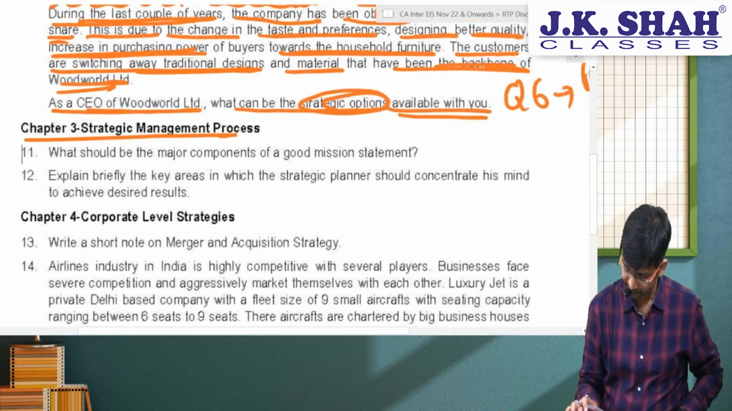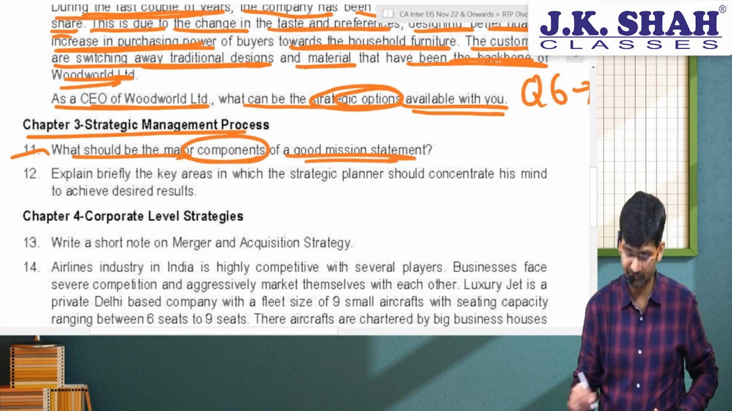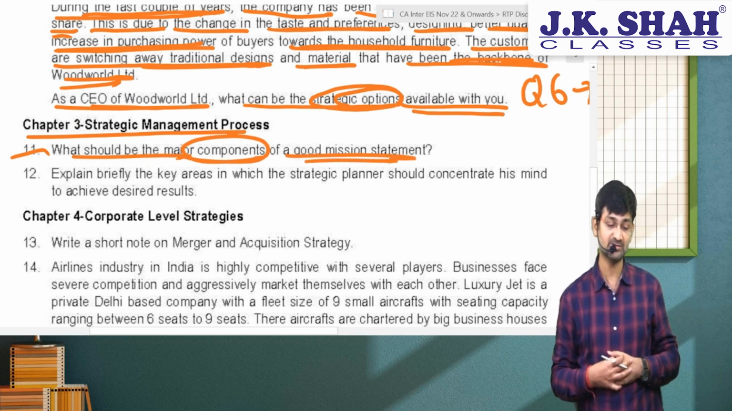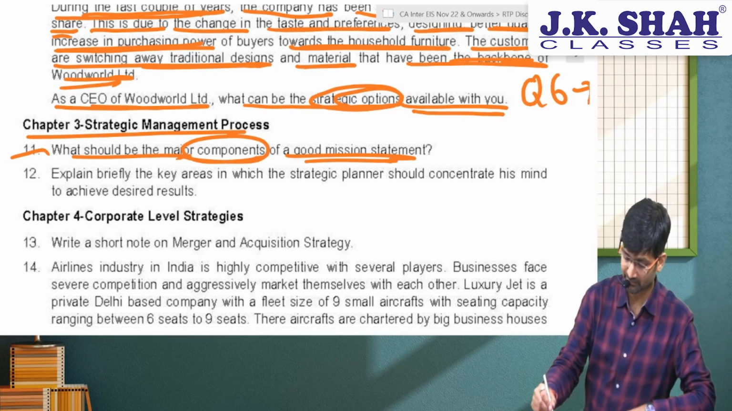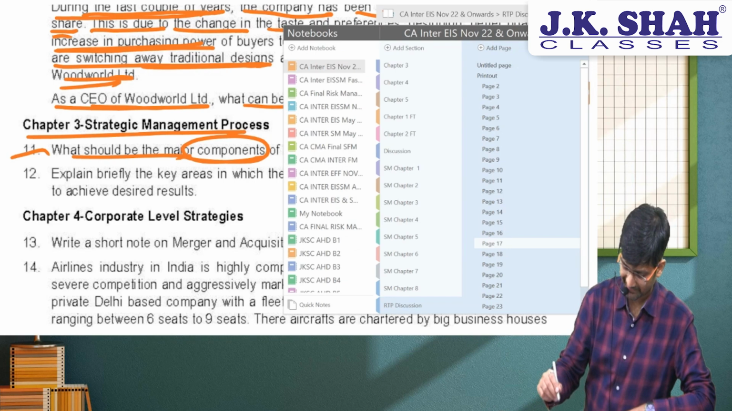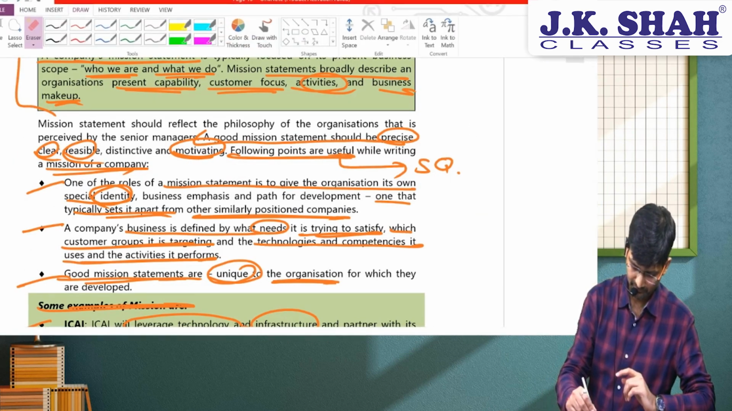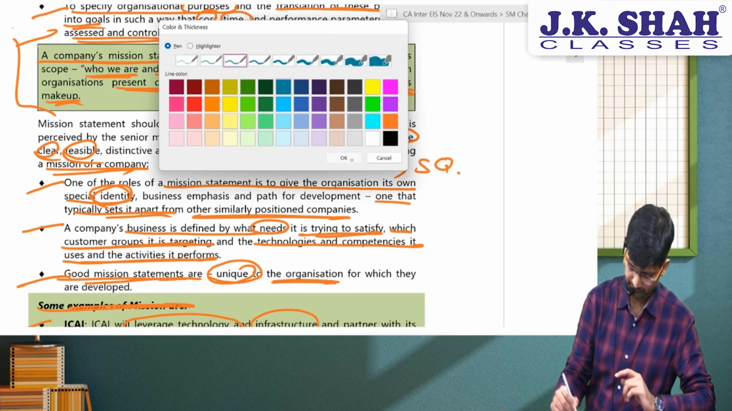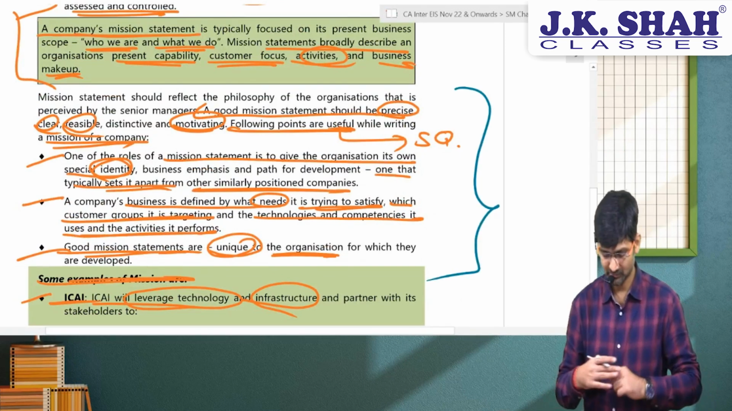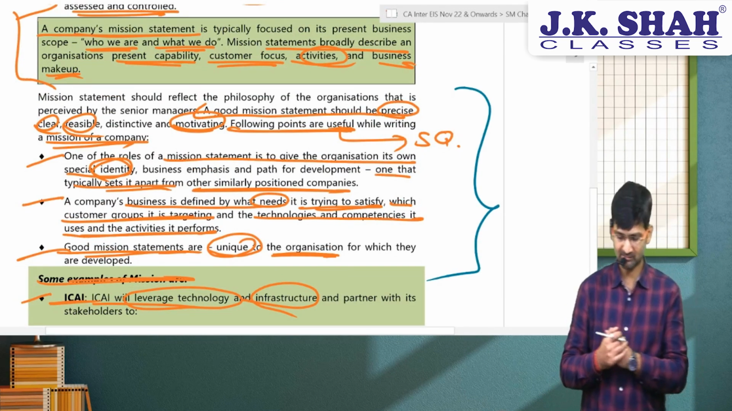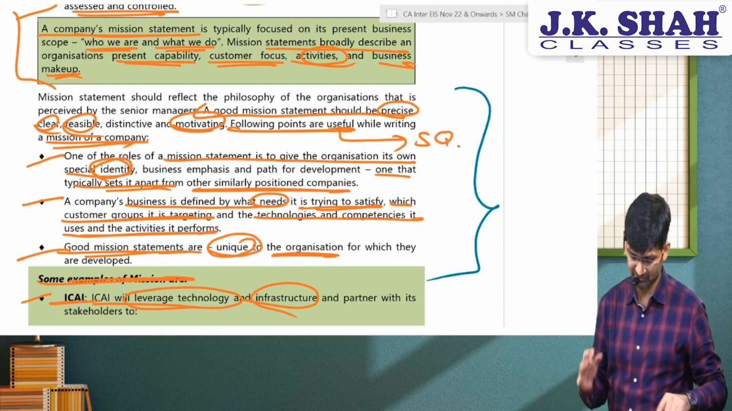Chapter 3, strategic management process. What should be the major components of a good mission statement? Now, ideally, firstly, you get this part. This is on page number 3.10. If you will notice, page 3.10, you had this: a good mission statement should be precise, clear, etc.